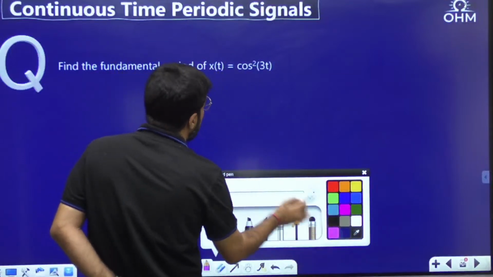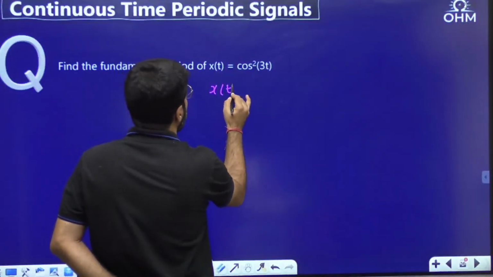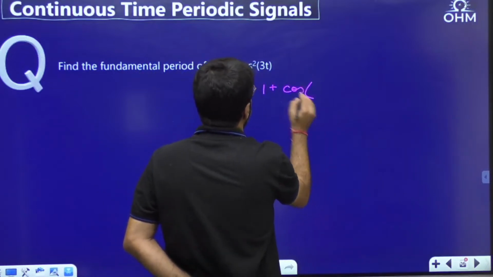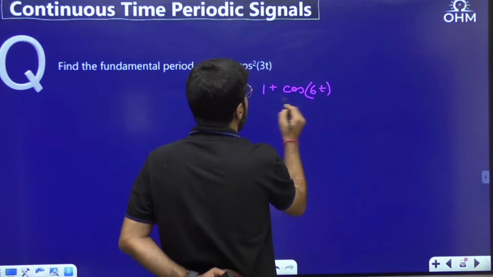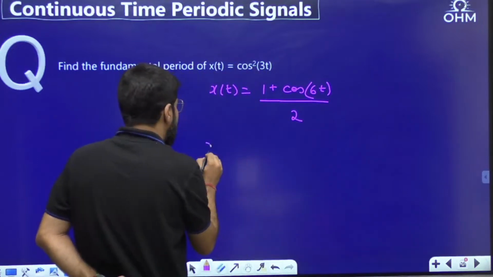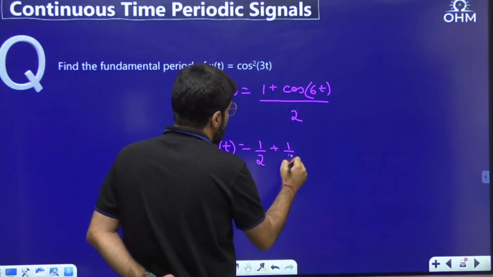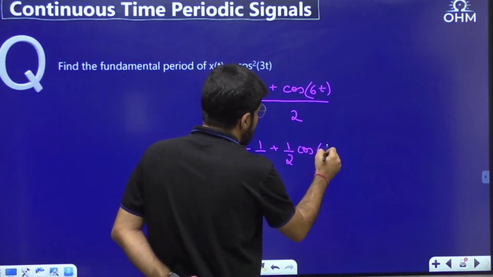Look, just use cos square theta as (1 plus cos 2 theta) by 2. So that becomes (1 plus cos 6t) divided by 2. That means the signal x(t) is equal to 1 by 2 plus 1 by 2 cos 6t.